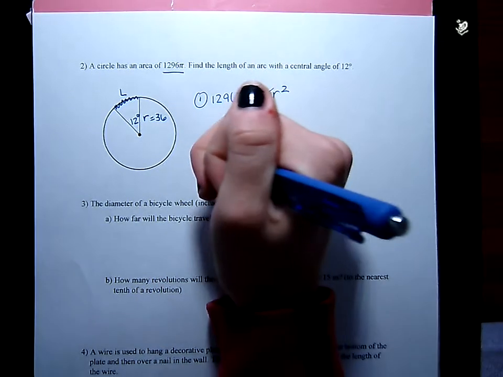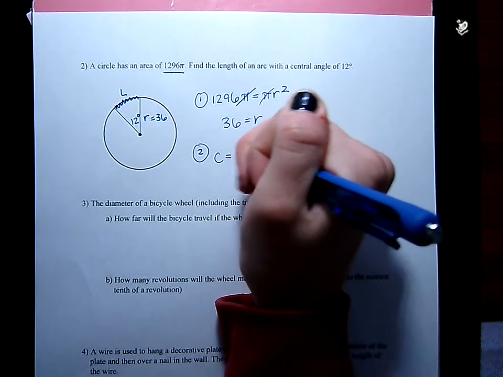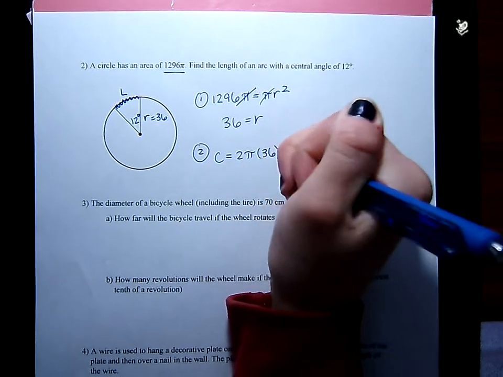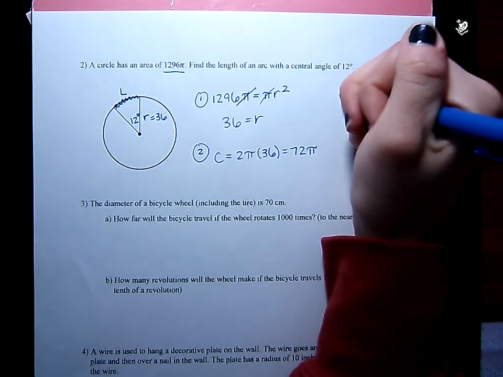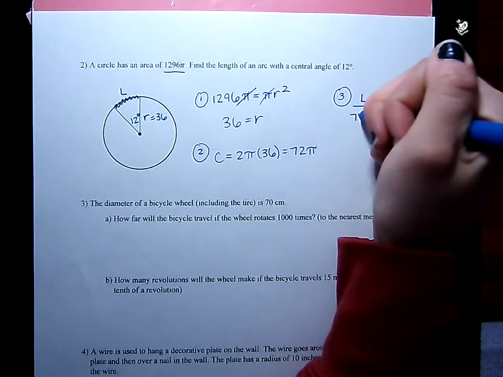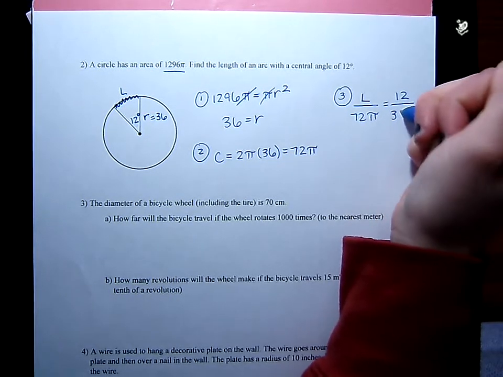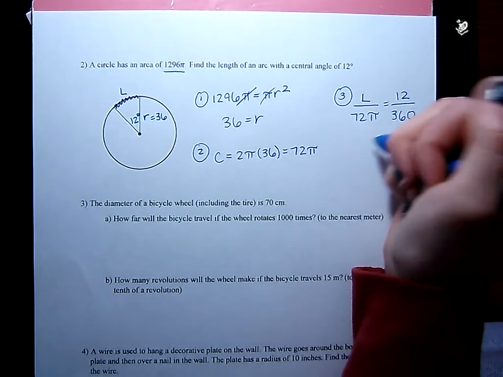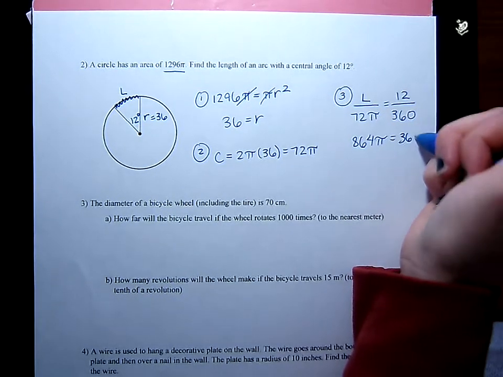Step 2 is now to find the circumference. So circumference equals 2 pi times the radius. So that gives us 72 pi. Now I can plug into my proportion. Arc length over the circumference equals the central angle over 360. Cross multiply, you get 864 pi equals 360 L.